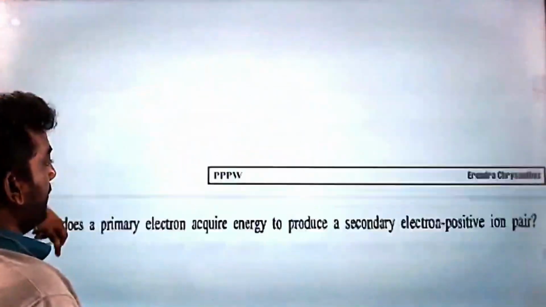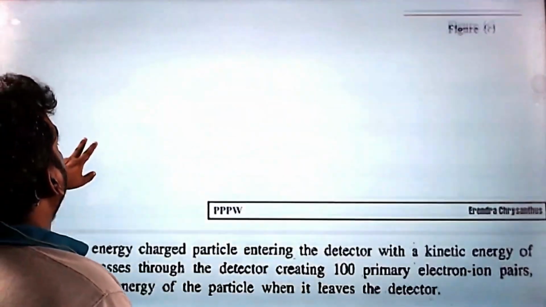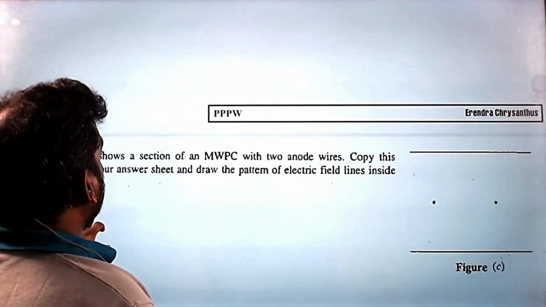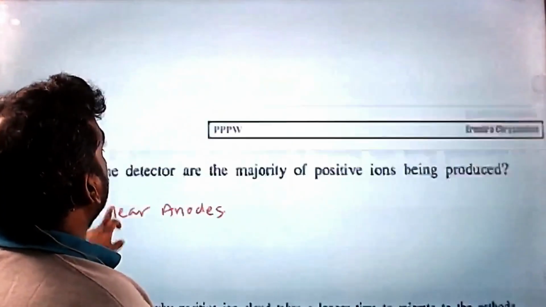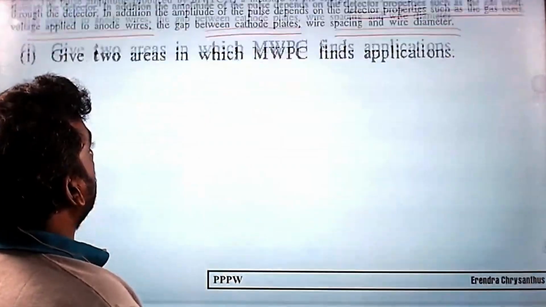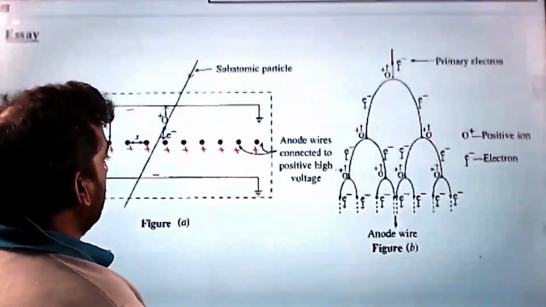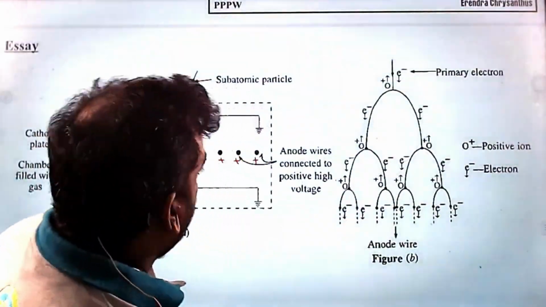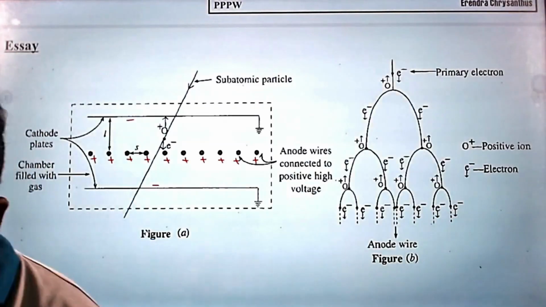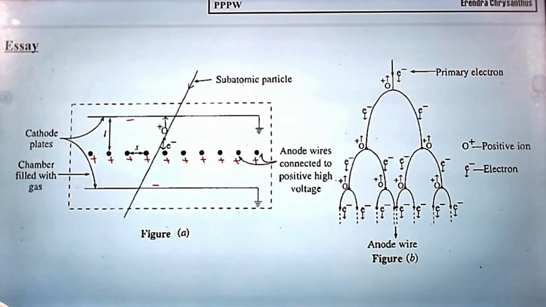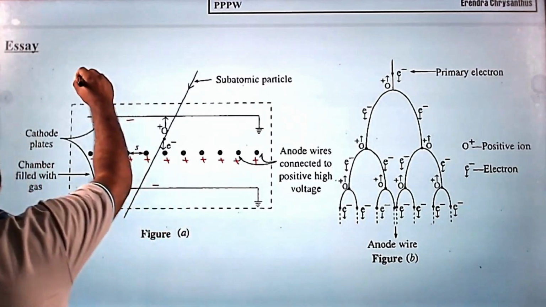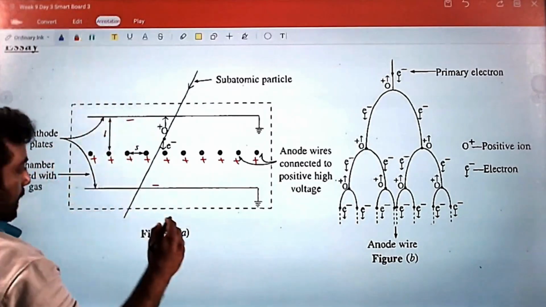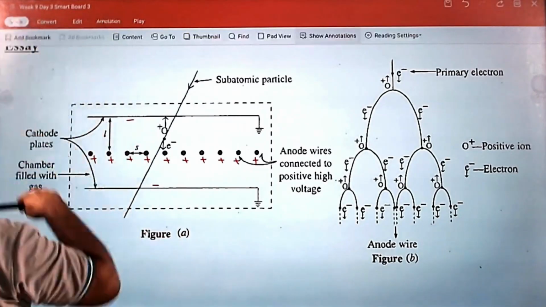So what are they saying? Figure where? Figure C. Figure A is there, figure B is there, Figure C is a diagram like this. I think we can go back.